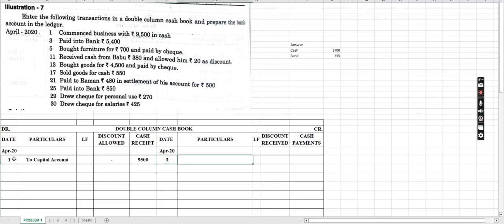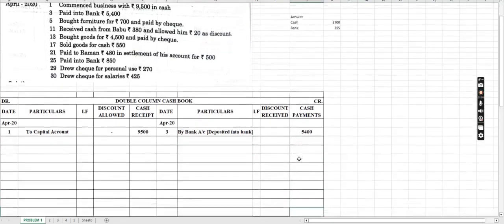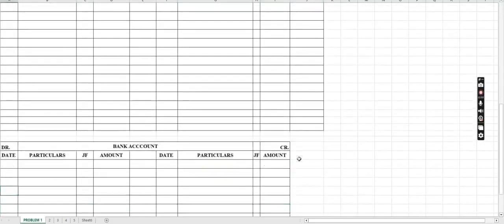On 3rd April, 5,400 rupees is being deducted. Why? Because we have deposited it into the bank account. So we can write here with an explanation, in a bracket, for your understanding purpose, deposited into bank, close the bracket. So now the cash is deposited into bank, and cash is increased in the bank account on the same date, right?